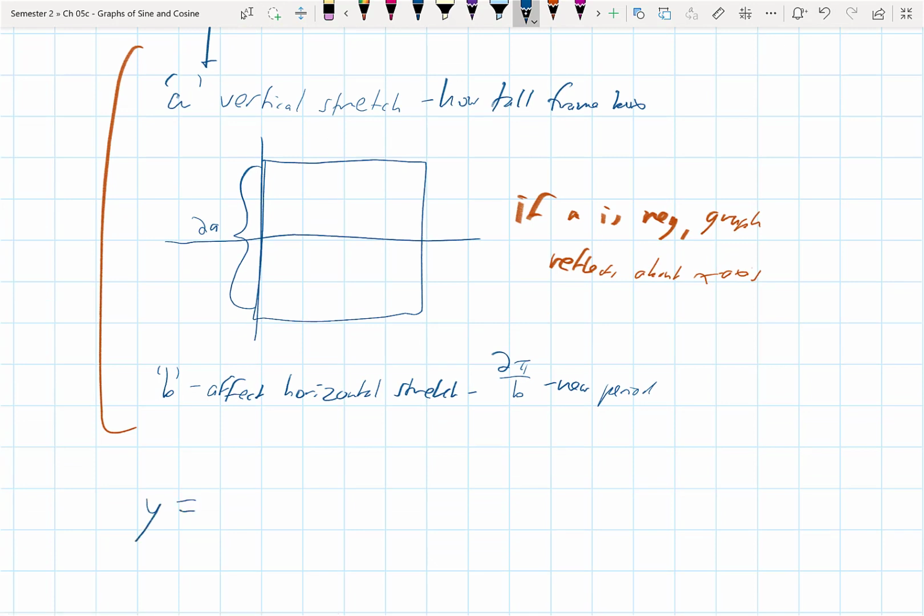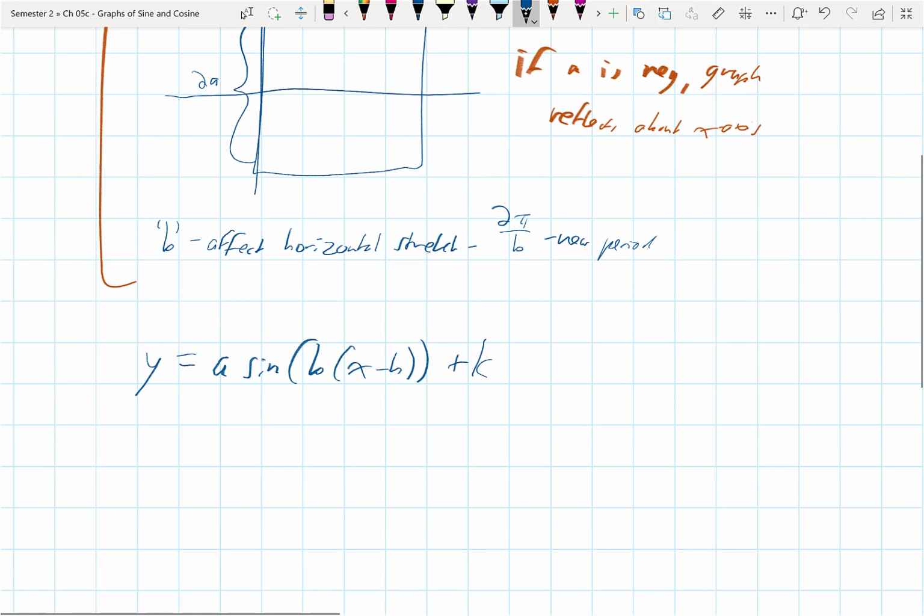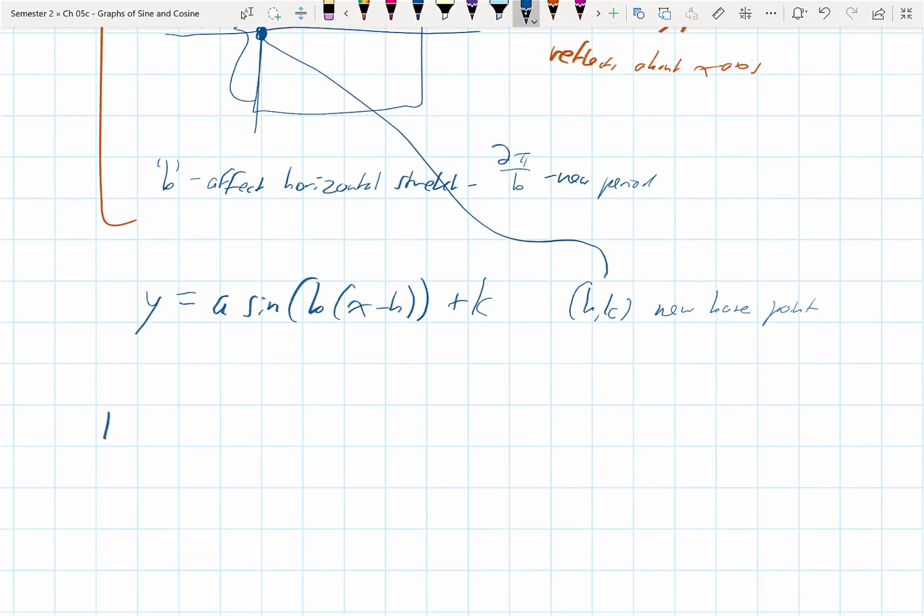Today we're going to do a few more tweaks to this: y equals a sine of b times (x minus h) plus k. And (h, k) is the new base point. This lets me take the graph and shift it up, down, left, or right. So let me do an example of a simple one on how this is going to look.